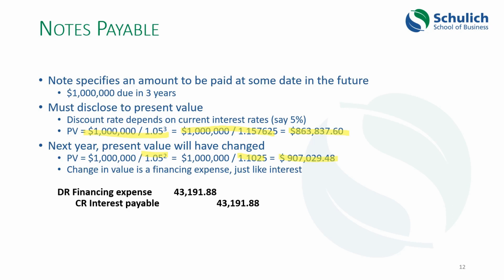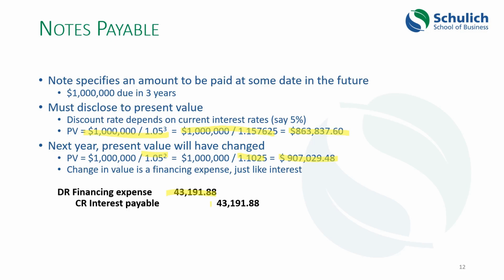And how do you record the change? Because, of course, this obligation has changed in the liabilities section of the balance sheet. And because the liability has gone up, that's a credit. You need a debit to go somewhere to offset things. So if you do the calculation, the difference between those two numbers is $43,191.88. So that becomes a debit to finance expense, just like an interest expense, say.